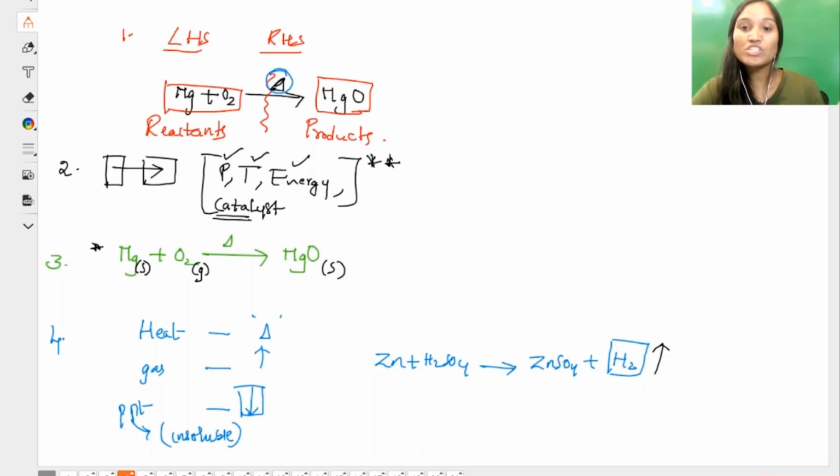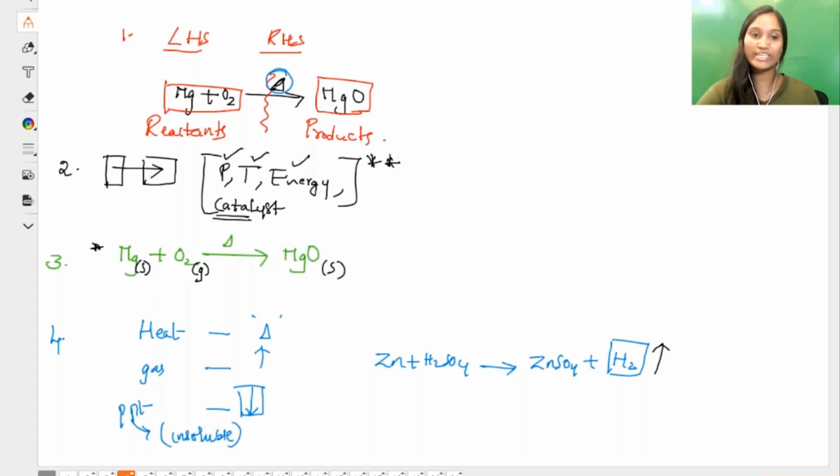Well, we do not represent physical state on the arrow. Then where else do we represent physical state? As shown on the screen, we represent physical state as a bracket or subscript just after the molecular formula. Yes? Now, let us go to the next question.